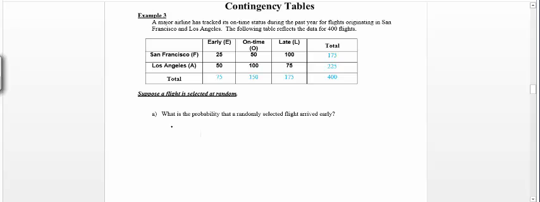What's the probability that a randomly selected flight arrived early? We don't really need the probability statement, but I'm just going to do it for us so we get the practice. What's the probability that a flight arrived early? E is the letter we're denoting for the event that it arrives early. Okay, how to do this? Let's go up to our table. Here's my E column. There were 75 total early flights out of the 400. Equals 75 out of 400. It's as simple as that.